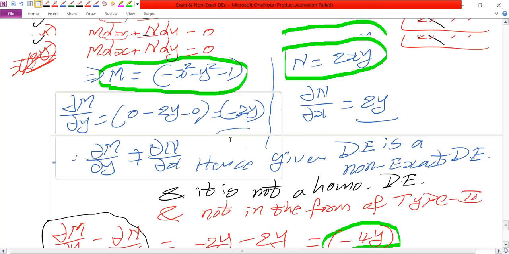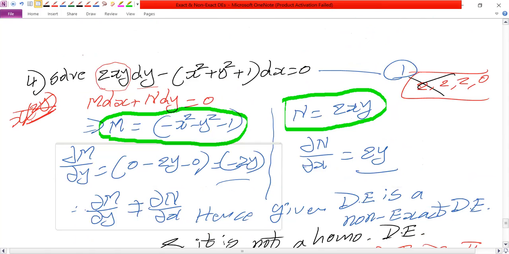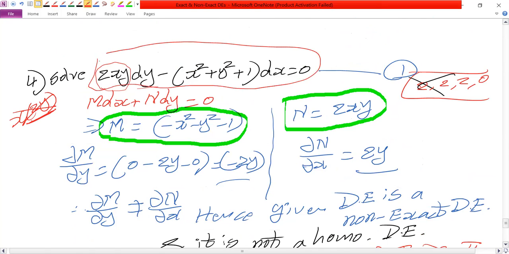Why are we finding this integrating factor? For converting this non-exact differential equation to an exact DE. We identified this is a non-exact differential equation, and we have to convert it to exact. So we identified the integrating factor, and multiplying equation number 1 with the I.F. on both sides converts it to an exact differential equation. As usual, I'm not discussing from here. I'll just discuss orally. You do the problem, complete this problem later.